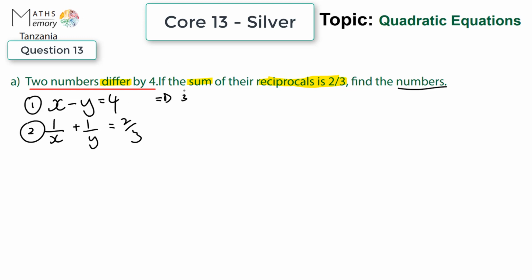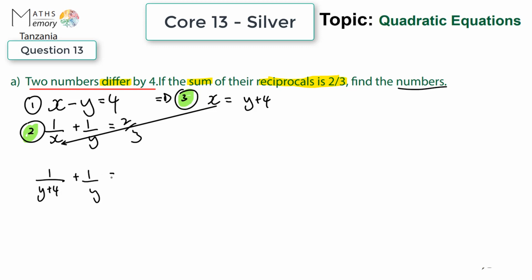Let's go further and create equation 3, because we want to ultimately substitute one variable into another. So we can make x the subject over here, x equals y plus 4. So we're going to be dealing only with two things now, equation 2 and equation 3. Let's substitute this x here into this x over here, into equation number 2. Wherever we see x, we plug in y plus 4. So 1 over y plus 4 plus 1 over y equals 2/3.